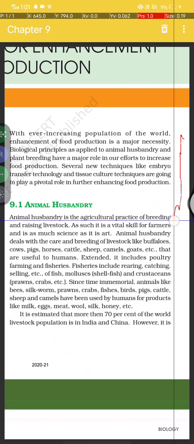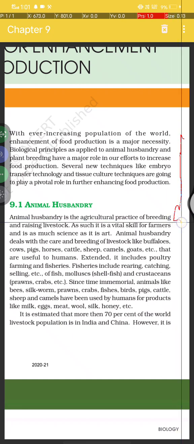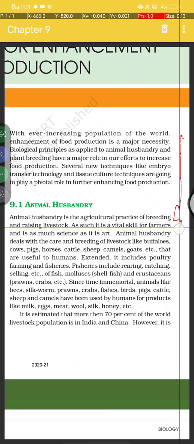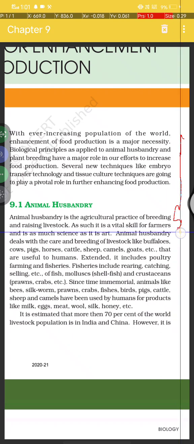Animal husbandry. Animal husbandry is the agricultural practice of breeding and raising livestock. As such, it is a vital skill for farmers and is as much science as it is art. Animal husbandry deals with the care and breeding of livestock like buffalo, cows, pigs, horses, cattle, sheep, camels, goats, etc. that are useful to humans.